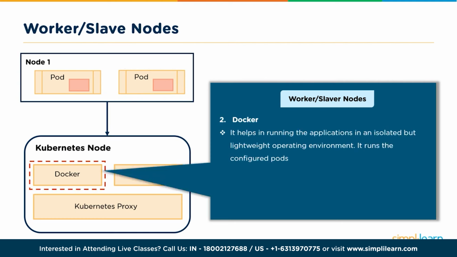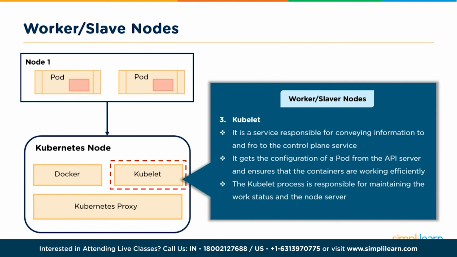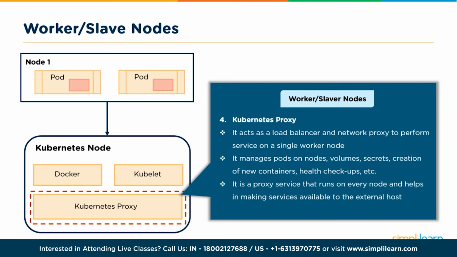Within each node, you have Docker, and this is your isolated environment for running your container. You have your kubelet, which is a service for conveying information back and forth to the master about the actual health of the Kubernetes node itself. And then finally, you have the proxy server, which is able to manage the nodes, the volumes, the creation of new containers, and actually helps pass the health of the container back up to the master to see whether or not the container should be killed, stopped, started, or updated.